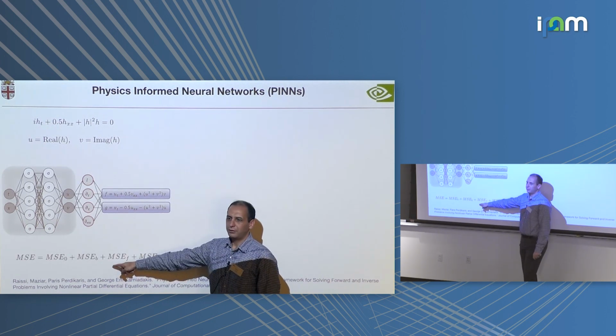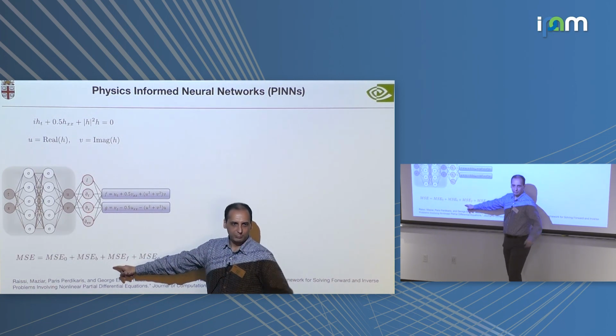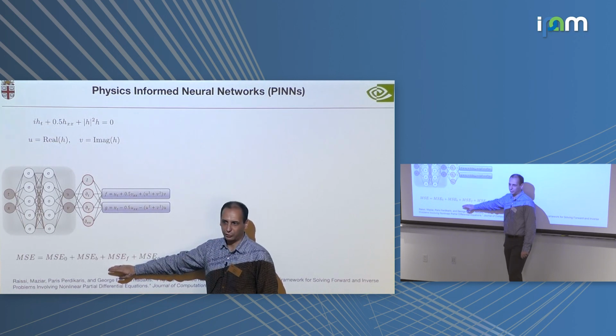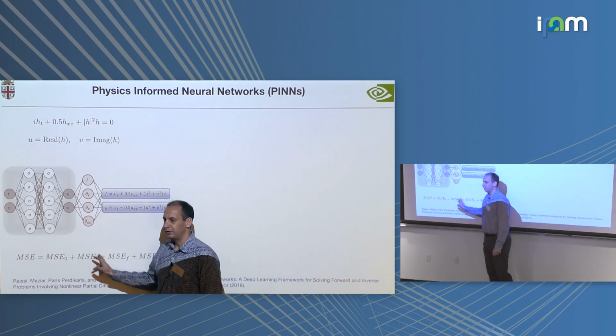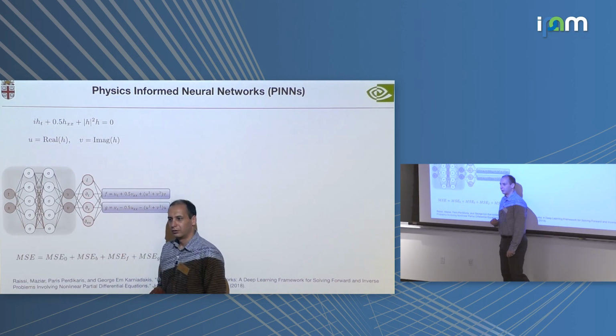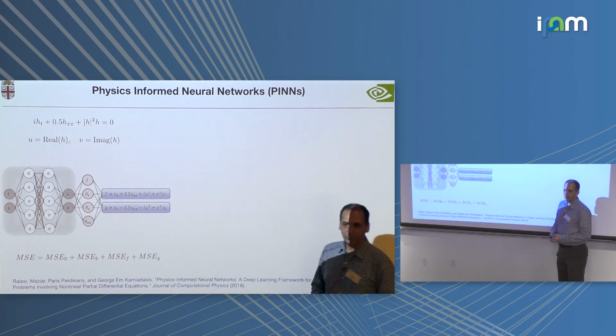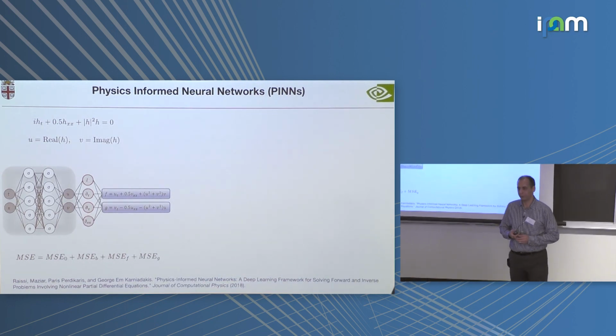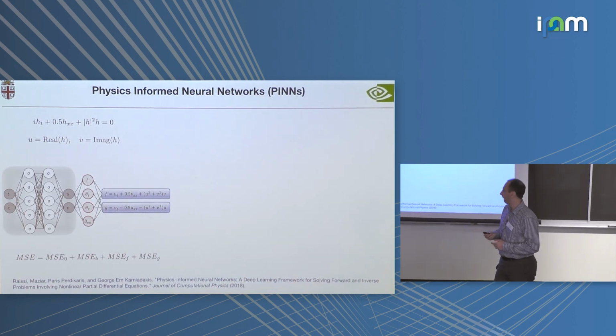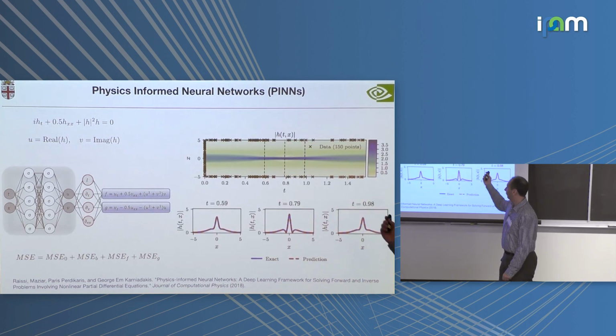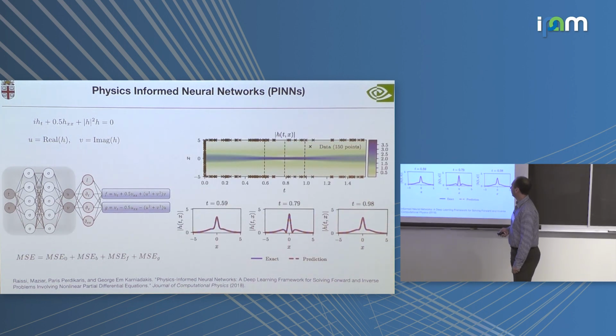Where do we commit errors? We commit errors here. And this is what Paris was talking about. This is very important. Properly weighting these is literally open for research. It's open territory. And you can solve the Schrödinger equation. That's the absolute value of the solution.